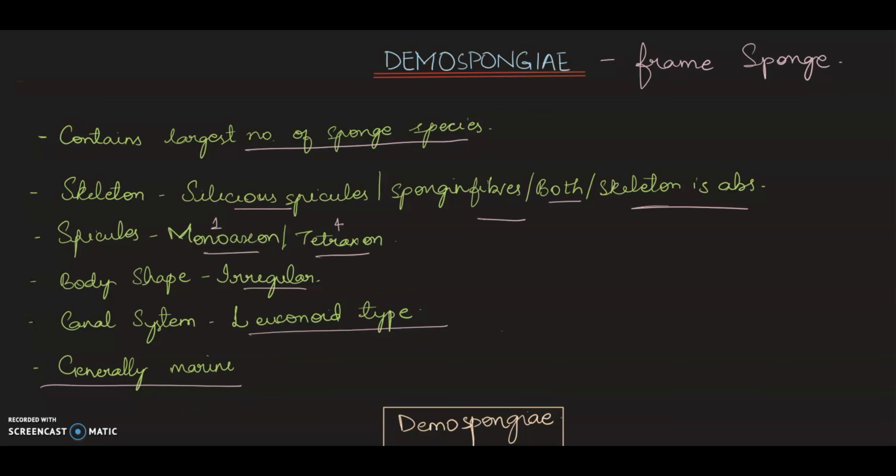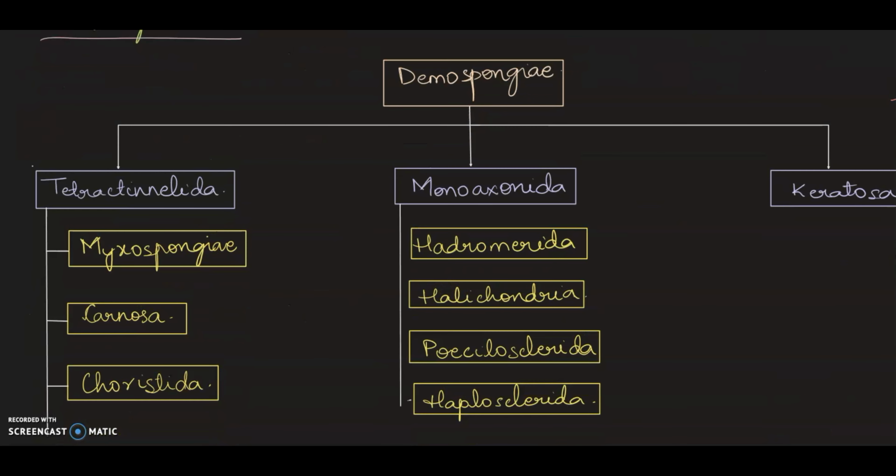Now let us have a complete overview so that it will be easy for us to study. This class Demospongiae has three subclasses. They are Tetractinellida, Monaxonida and Keratosa. Now these subclasses again have orders under them. Tetractinellida has three orders. They are Myxospongiae, Carnosa and Choristida. Monaxonida has four orders. They are Hadromerida, Halichondria, Poecilosclerida and Haplosclerida. Keratosa has no orders under it. So now let us discuss each subclass separately with their orders.